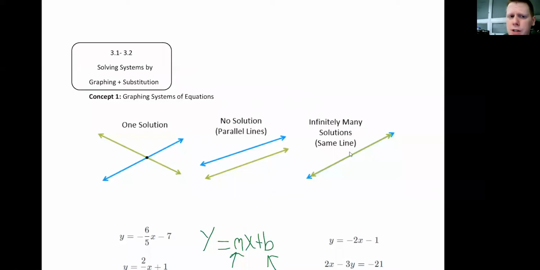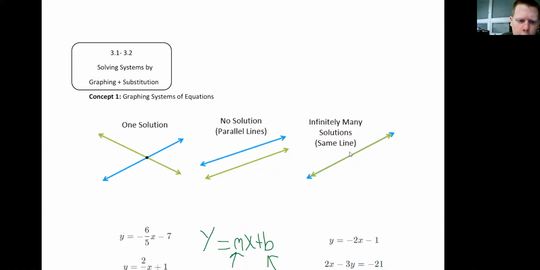All right, welcome everyone. Today we're going to be looking at solving systems of equations by graphing and substitution. In this first video, we're going to focus all on graphing. Systems of equations are where you have two or more lines, or two or more equations, and usually we use them to figure out when things will equal each other.